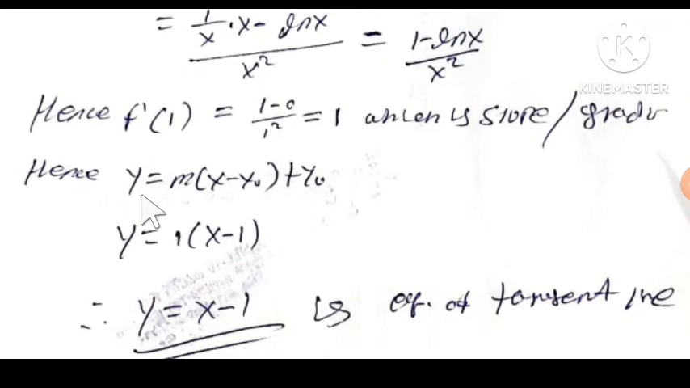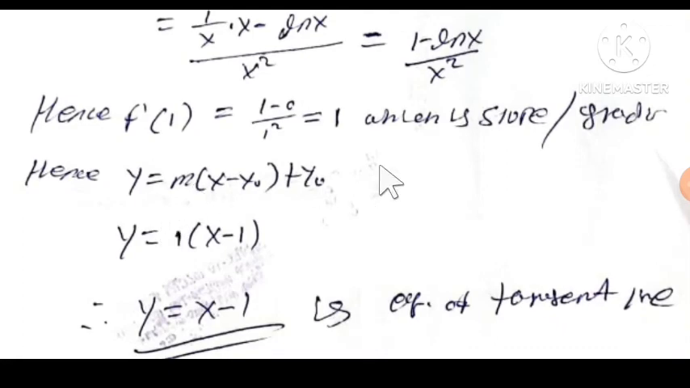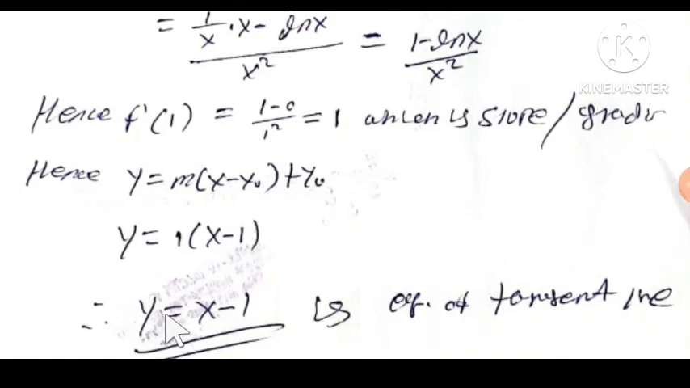Therefore, the equation of the line is y equals m times x minus x naught plus y naught. The slope is 1, so 1 times x minus 1. Therefore, y equals x minus 1 is the equation of the tangent line.